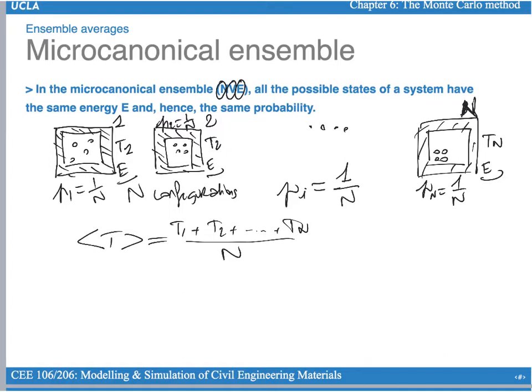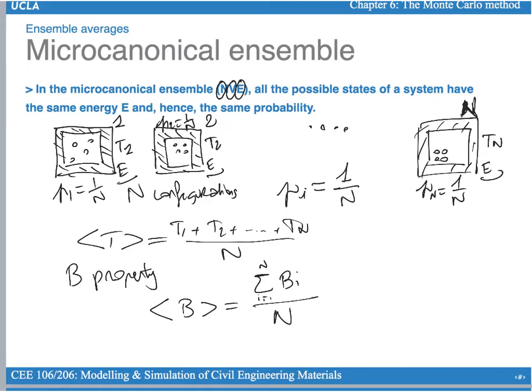So in general, if you have a given property B, whatever it is, it can be the temperature, it can be the pressure, etc., the general formula is that if you want to calculate the average of this property B, you take the sum over all the possible configurations of the value that property B has for all the possible configurations that all have the same energy, and then you divide by the total number of possible configurations, which is going to give you the average value of this property B. Again, B can be the pressure, the temperature, or something else.